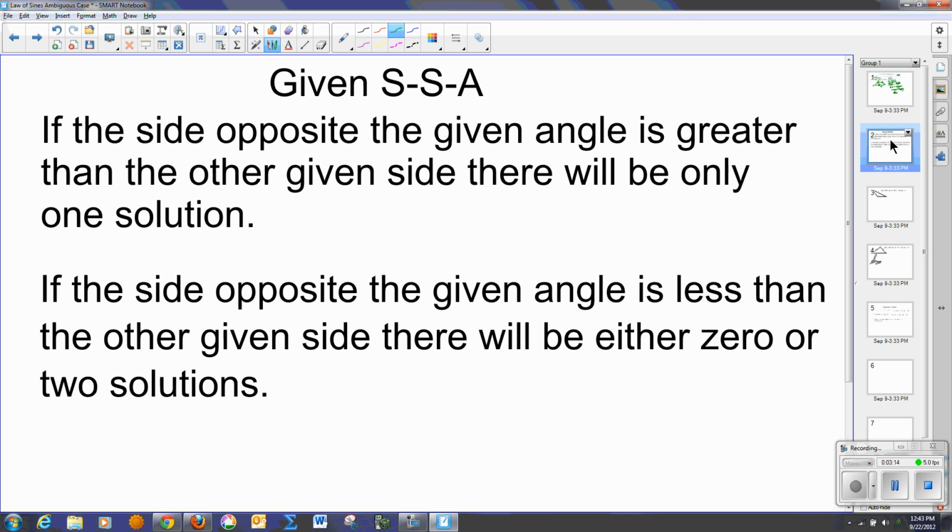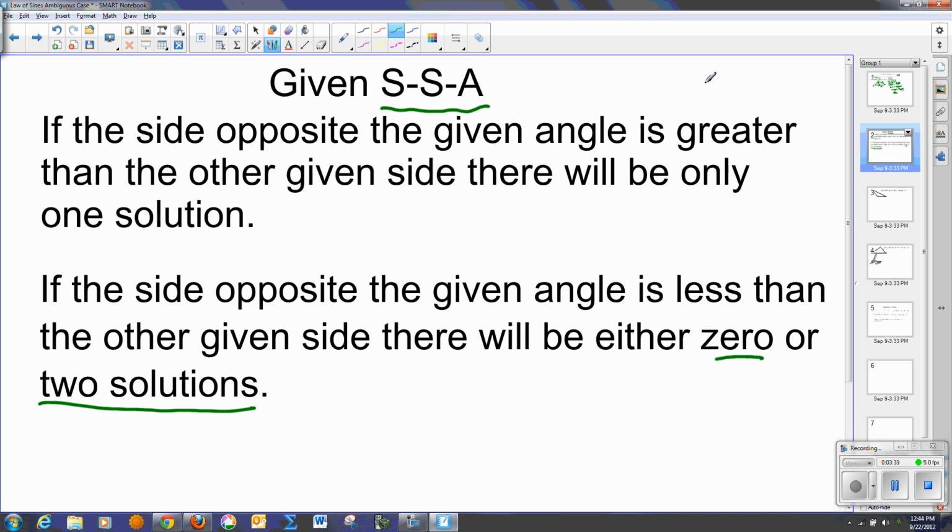Now, there are some rules that we've got to look at. So given a side angle, if the side opposite that given angle is greater than the other side, there's only going to be one solution. If the side opposite the given angle is less than the other given side, there's going to be either 0 or 2 solutions. Those are your only options.